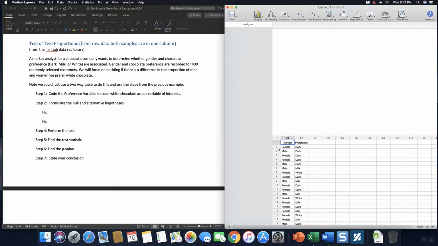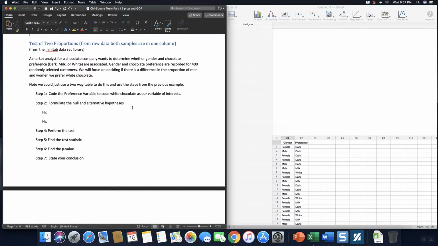And one of the problems here is exactly one of the things I was describing in your notes. When it comes to the 2 proportion test, I must have only 2 options for the thing I'm making my proportion from. And in particular, when we look at the preference column, there's 3 options. There's dark, the only chocolate that's real chocolate, milk, which is the sissy chocolate, and then white, which is not really chocolate. It's just somebody's idea of a joke.